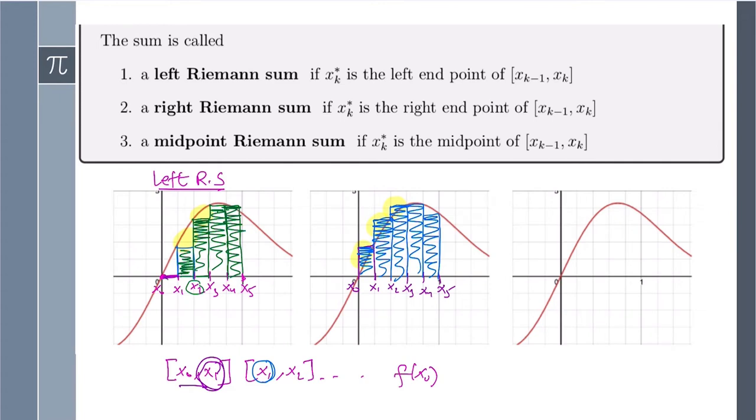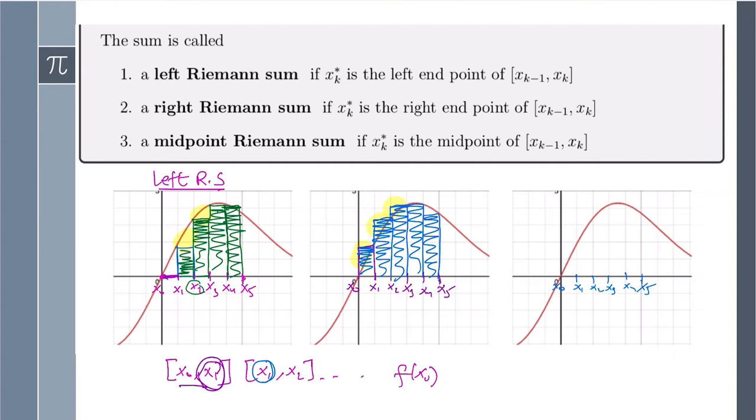And when we take n to infinity, that's going to give us the exact area. Now let's see what the midpoint would look like. So again, x sub 0, x sub 1, x sub 2, x sub 3, x sub 4, and x sub 5. I still have the same points.